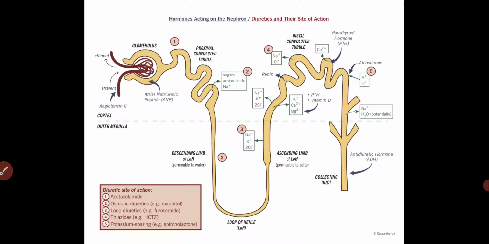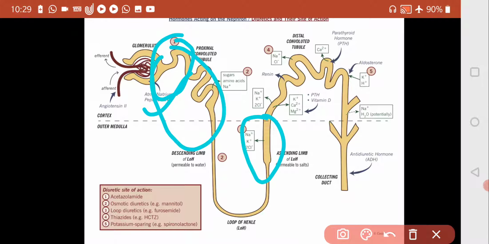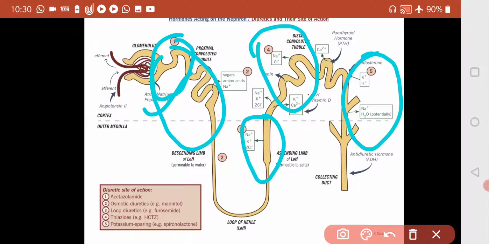So let's see the diuretic sites of action. First, the proximal convoluted tubules: there is acetazolamide, and also osmotic diuretics. Then loop diuretics act on the thick ascending limb of the loop of Henle. Thiazides act on the distal convoluted tubules. And potassium sparing diuretics act on the collecting duct and tubules. So these are the sites of the different diuretics.